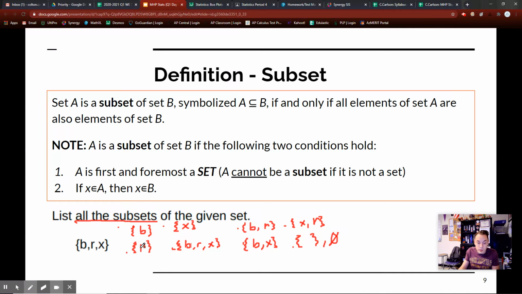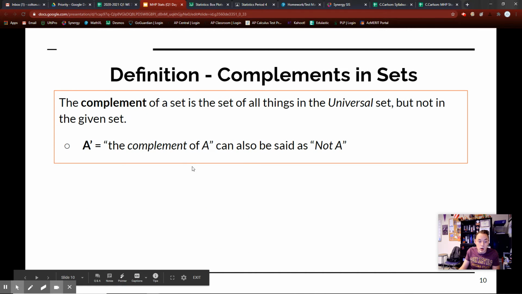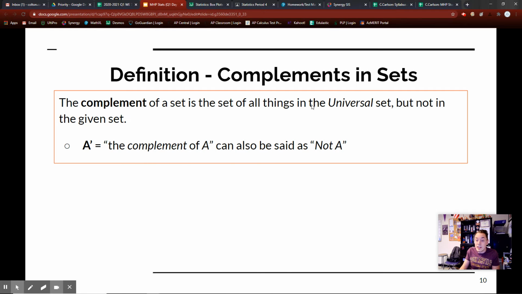And so that's really, really interesting. So let's move on and talk about complements of sets. What are complements of sets? Well, the complement of a set is a set of all things in the universal set, but not in the given set. And a complement, I usually tell students to think about the weather.